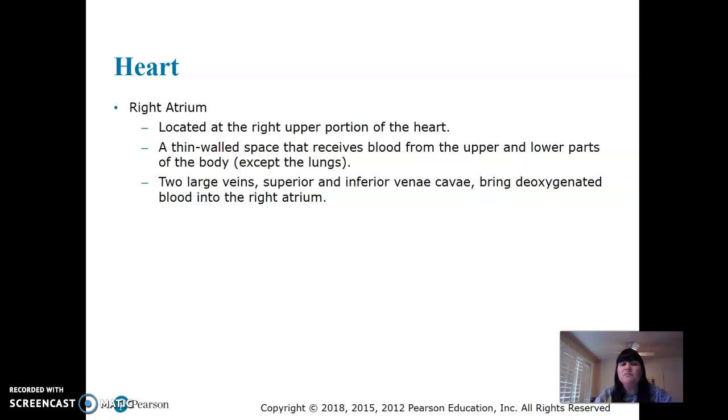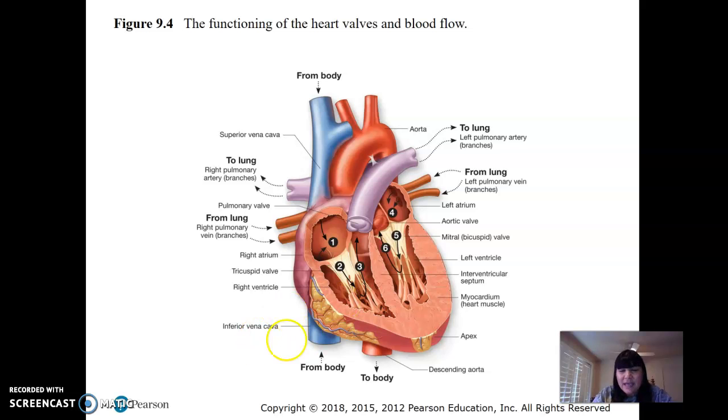So the right atrium, right side, it says thin-walled, right? The right side is not as thick. Look at how thick this is compared to that. It's not as thick. Why? Because the blood only has to pump to the lungs, and the lungs are right here, right? So the right side of the heart doesn't have too much work to do. It's the left side that has a lot of work to do.